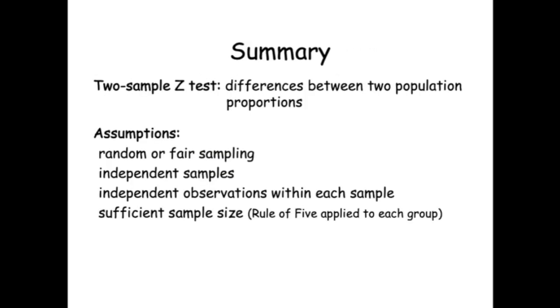The two-sample z-test is used to test hypotheses about two population proportions. In addition to the assumptions for the one-sample z-test, this test requires that the two samples be statistically independent.